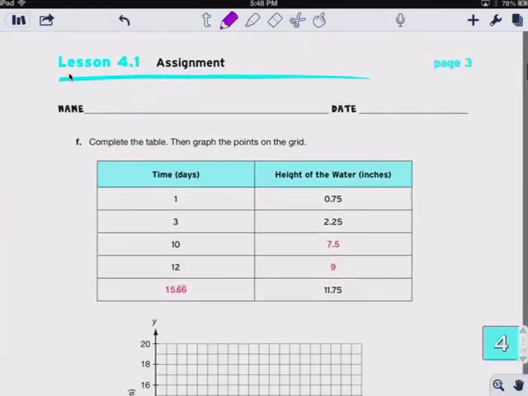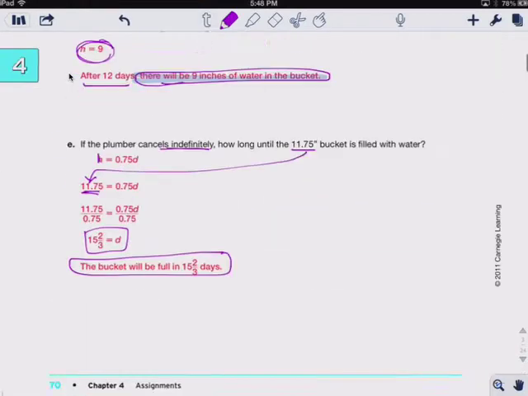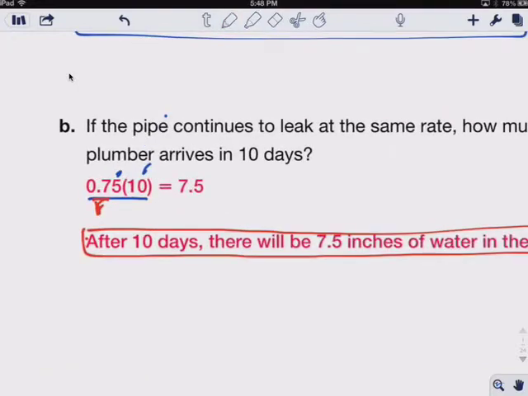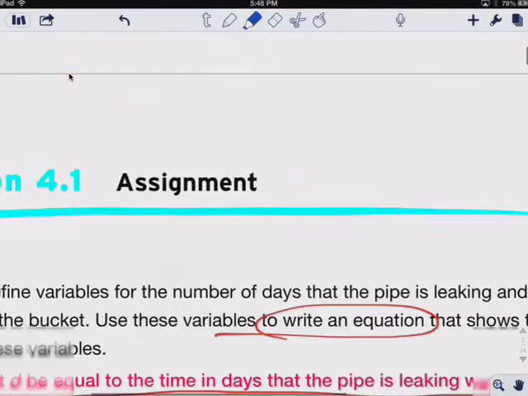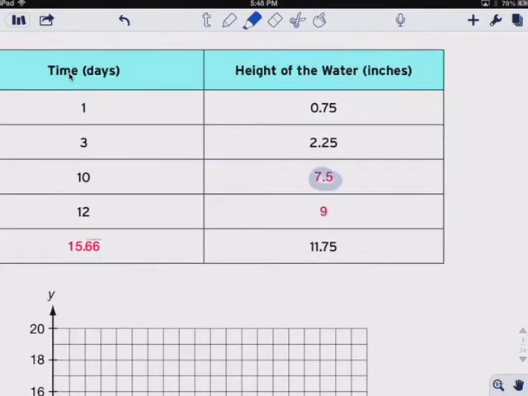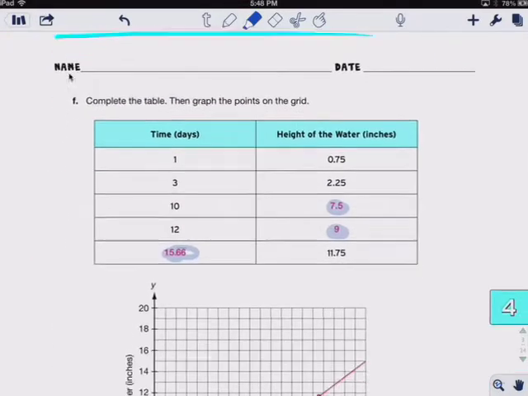Okay? And then you fill in this table they gave you. 10 we know from up here. 10 days, the answer was 7.5. So you go back to the table, like here for 10 it's missing that. For 12 days it's missing that. For this it is 15.66666666, forever repeating. Okay, but we know how to get all the answers from up here.